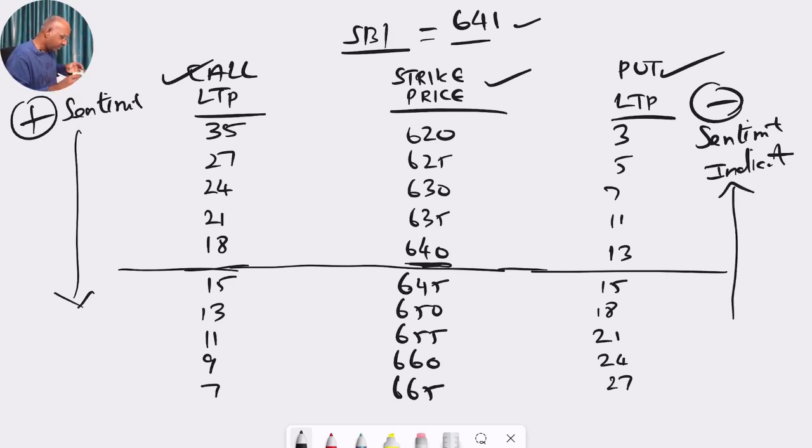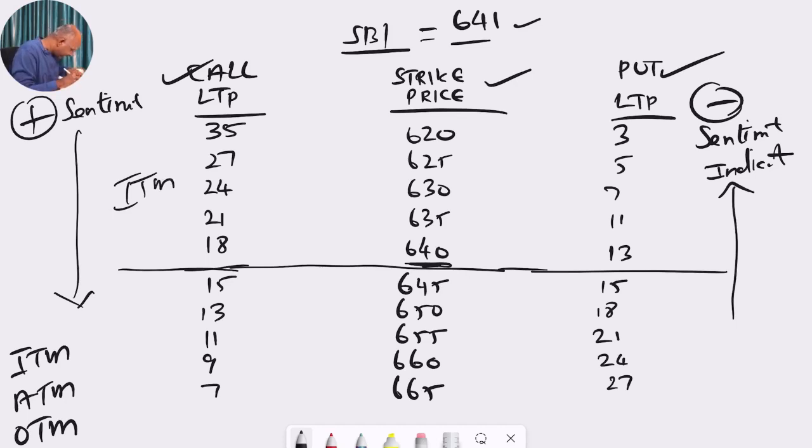Now, if you look at these call option and put option premiums, they are segregated into three types. One is in the money, at the money, and out of the money. Right? If you take call option, all the strikes below the current market price are called in the money. The current market price is the at the money. And all the strikes above the market price are called out of the money.